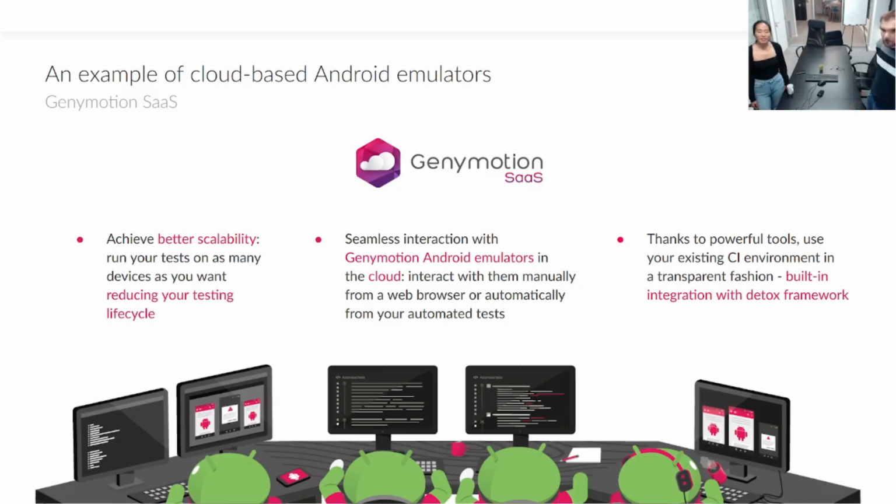For the device that we'll use to run our tests, we will use Genymotion SaaS, cloud-based Android emulators. As those devices are in the cloud, they can be easily scaled up and down to achieve better scalability and reduce your testing time. You can interact with the device manually from a web browser for exploratory testing, or automatically when a CI job is triggered and automatic tests need to run on it.